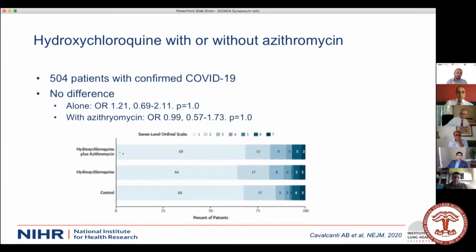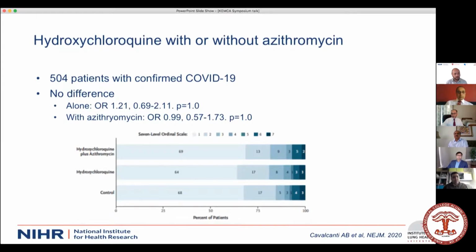So what have we got? Well, at least we have got some trials. We've got a trial of 504 patients, again a New England Journal publication, who had confirmed COVID-19. So these weren't just people with a clinical syndrome, but they were swab positive.